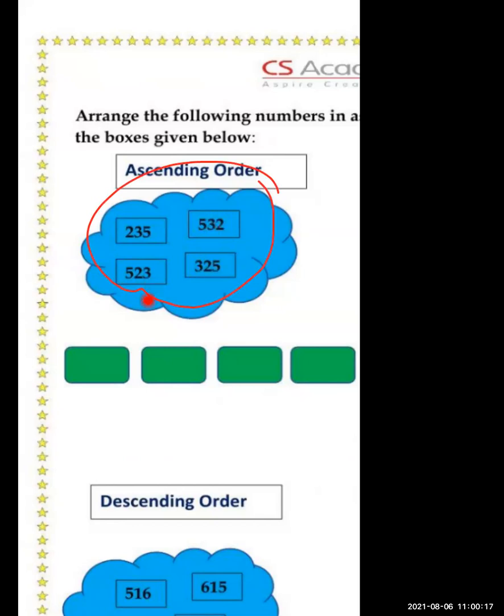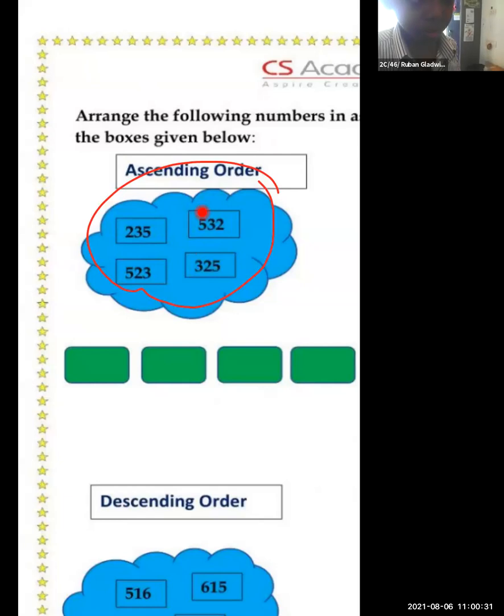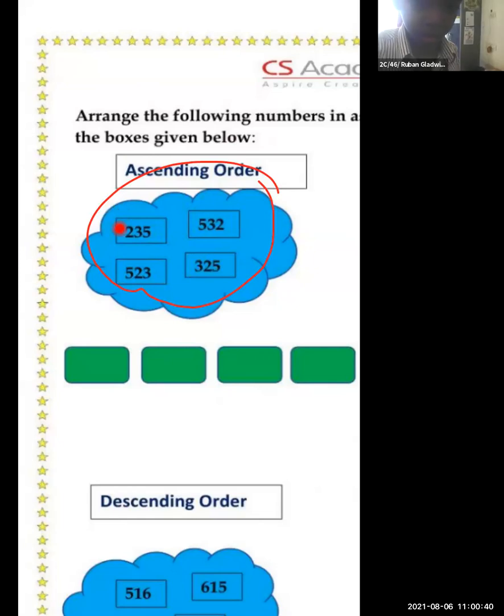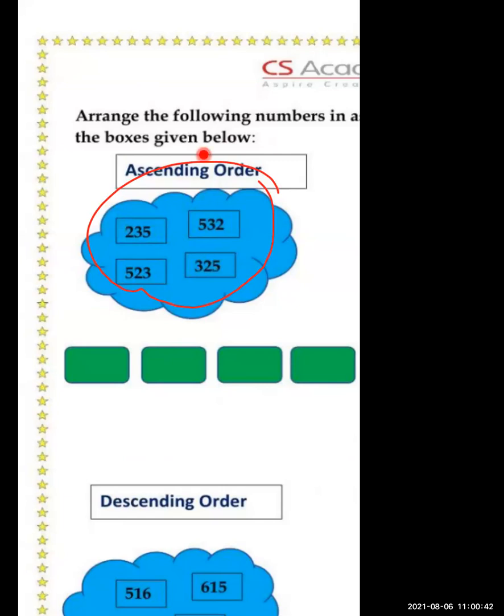Here is 523. Here the tens place is 2, and here 3. Which is the bigger number, 3 or 2? 3 is the bigger number. So here 532 is the biggest number. But for solving the ascending order, we have to find the smallest number. So the smallest number is 235.